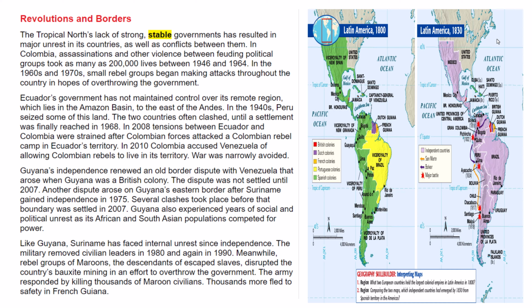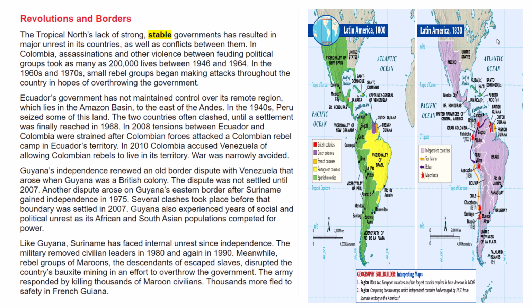Ecuador's government has not maintained control over its remote region, which lies in the Amazon basin, to the east of the Andes. In the 1940s, Peru seized some of this land. The two countries often clashed, until a settlement was finally reached in 1968. In 2008, tensions between Ecuador and Colombia were strained after Colombian forces attacked a Colombian rebel camp in Ecuador's territory. In 2010, Colombia accused Venezuela of allowing Colombian rebels to live in its territory.